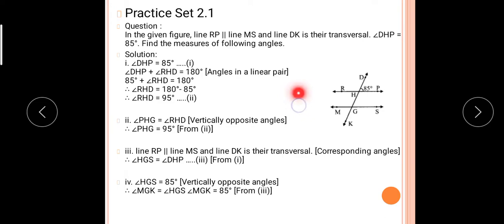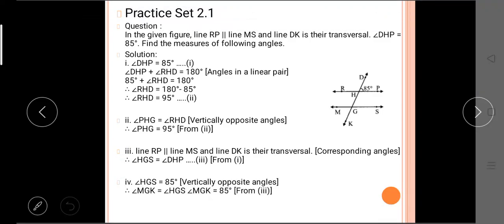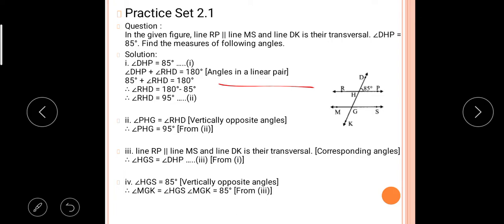Listen students, if this question is asked for 2 marks, you will get 1/4, 1/4, 1/4 and 1/4, so you will get the 2 marks. But in that 1/4, if you just write 95 degrees and you do not write all the reasons, you will not get full marks. These reasons are very important when you are solving the question. Okay students, understood this question?